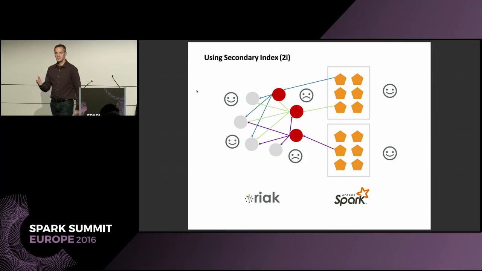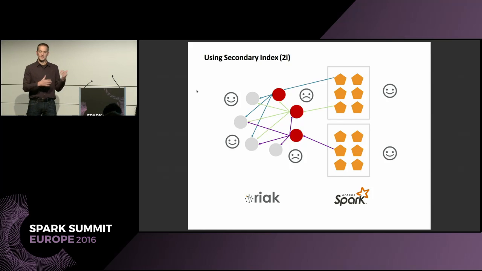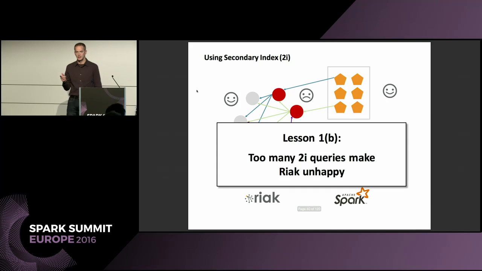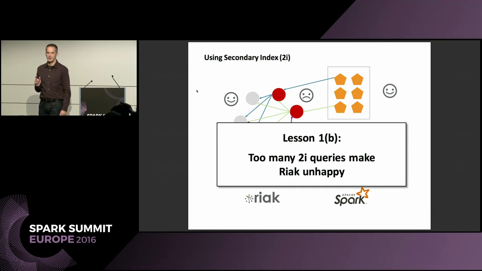And lo and behold, no surprise, what's happened is it's turned red and unhappy on the Riak side, right? Because now the NoSQL cluster is doing a lot more work because it's now being asked to go gather up all that data effectively on its own. And those lines coming over from Spark over to the cluster, well, they're not really doing that much work while all that work's going on. So I would call that lesson 1B, right? Too many 2i queries makes Riak unhappy, right?